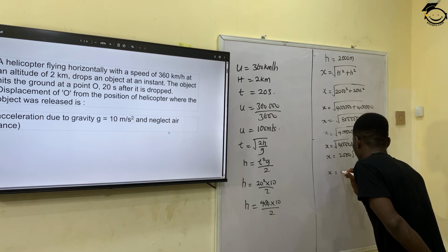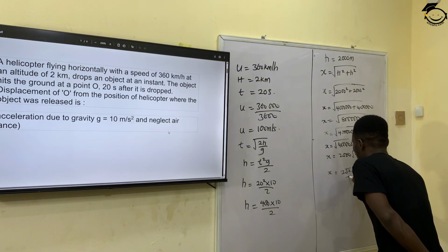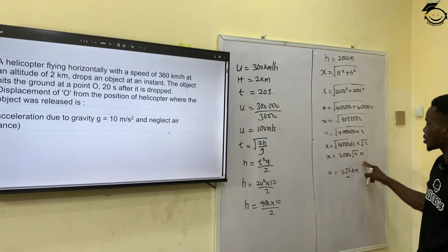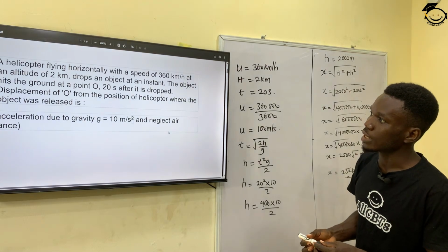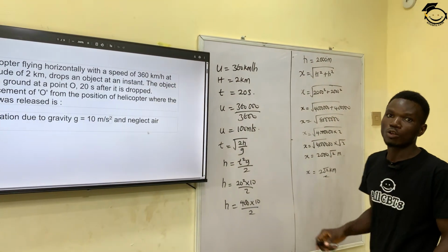So if I convert this, dividing by 1,000 will give me 2 root 2 kilometers. So if you convert this, either you have your answer as 2,000 root 2 meters or 2 root 2 kilometers. It means that the displacement of O from the helicopter is 2 root 2 kilometers.